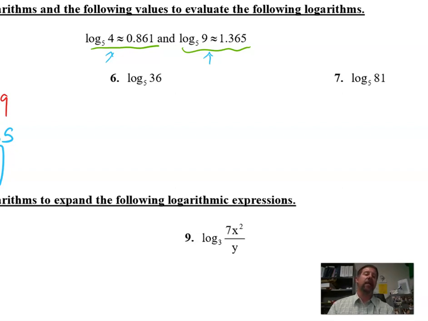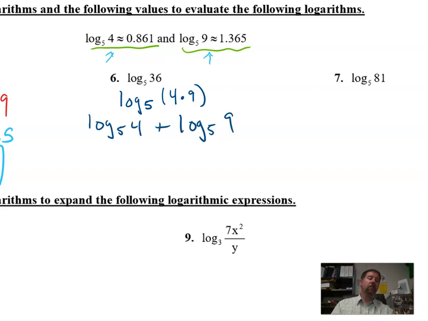But I guess I could rewrite log base 5 of 36 as log base 5 of 4 times 9, since 4 times 9 is 36, right? And now that I know that these things are multiplying, I can use my logarithmic properties to expand this out to log base 5 of 4 plus log base 5 of 9, right? Using that first product property we had above. That, again, is the important part, using these properties.